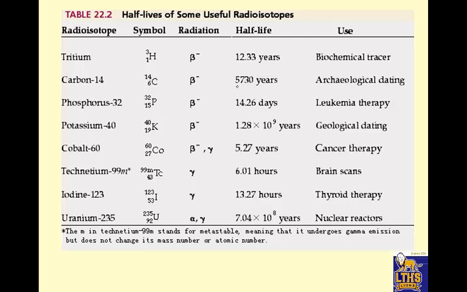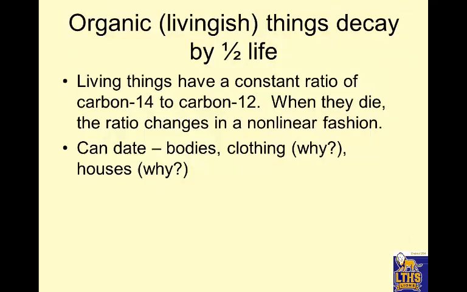All right. Look at carbon-14, has a half-life of 5,730 years, which helps us date stuff that was once living. Okay. So all of these are radioactive. Here are the isotope names and symbols, and then here's the kind of radiation they give off: beta, gamma, alpha. And here's their half-lives. Okay. So organic things that are made from carbon decay by half-life.